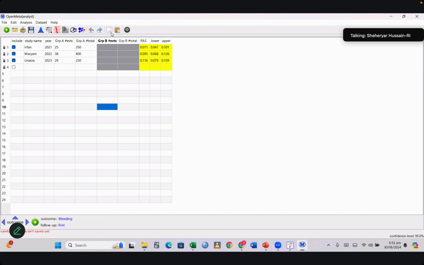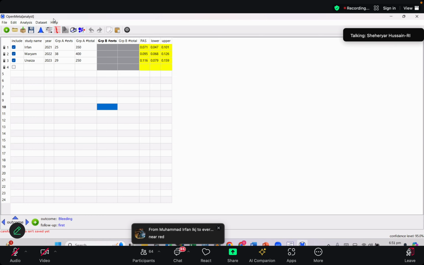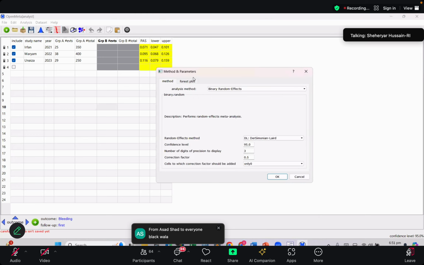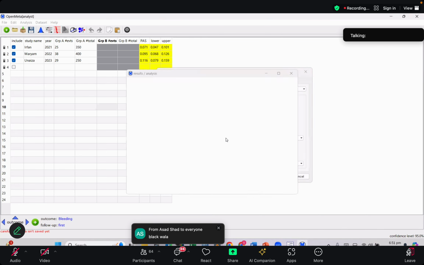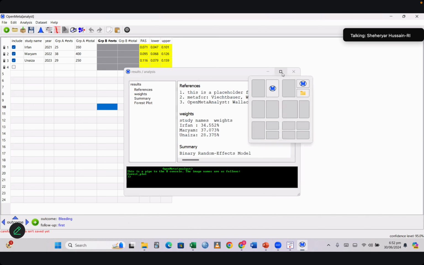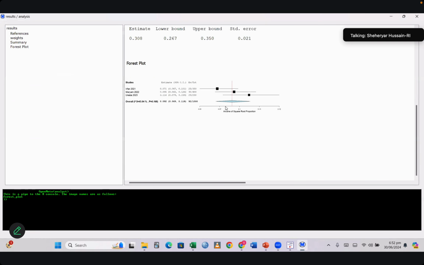Now, where should I click? Out of all these buttons, is any icon here similar to the forest plot? Near red, exactly, the black one. So I'm just going to click this black button here. I'm not going to do anything here. I'm just going to click OK, and it will show me the forest plot for the single arm meta-analysis. Let me zoom it in for you.